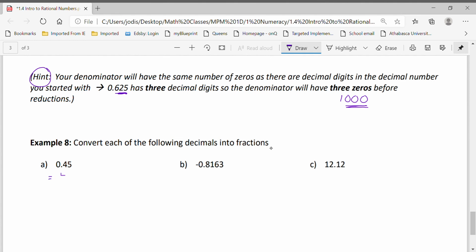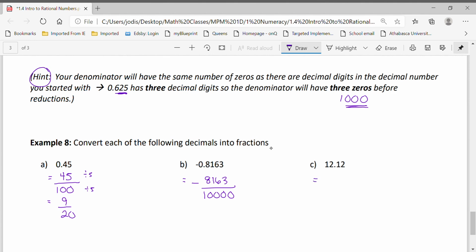So we're going to take the 0.45, make 45 our numerator, and then our denominator is going to be a 1 with 2 zeros. Okay. Both of these could definitely be divided by 5 to reduce, and we're going to get 9 over 20. In part B, right, we know it should stay a negative, and then 8163 as the numerator. Our denominator should have a 1 with 1, 2, 3, 4 zeros. Okay? And as far as I'm aware, this one does not reduce. You can try, but I cannot find a number that goes into both of these, so then that would be your final answer.